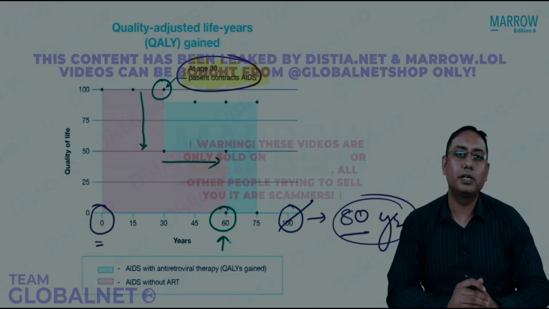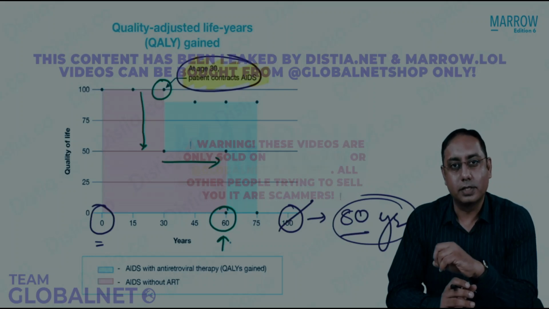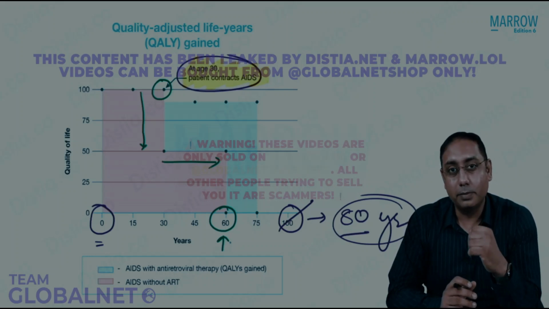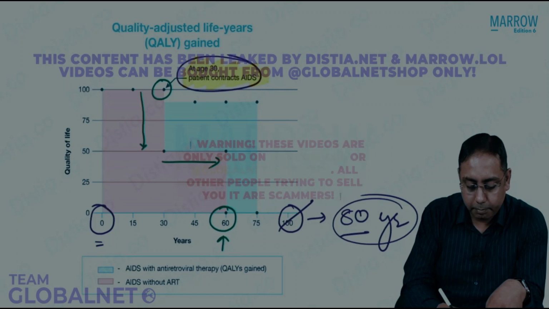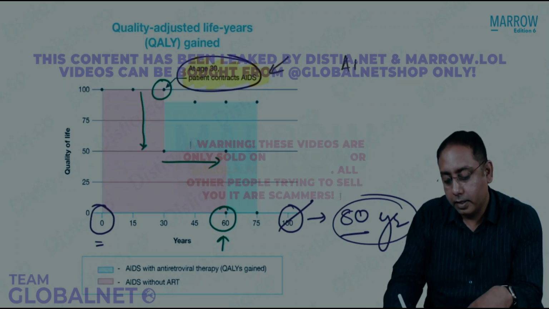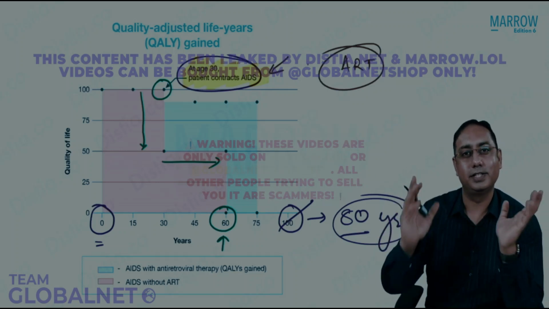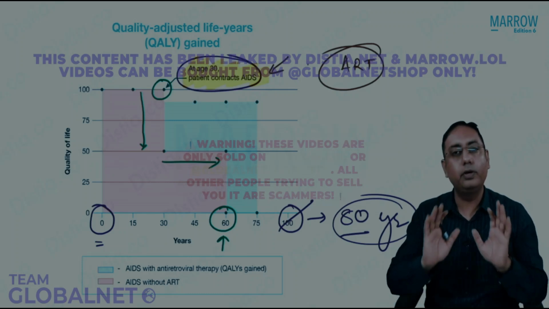So now, what do you understand by QALY? QALY is quality adjusted life years. Now, let us say that you are the health minister. You say that people get HIV, no problem, we will start giving them ART. You give ART to everybody. So you start a treat all strategy. So whatever the CD4 count is, we are going to give ART.